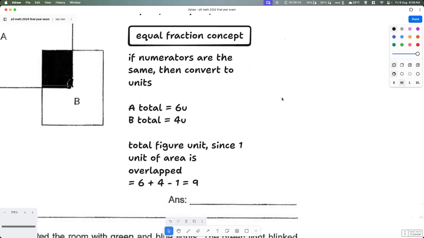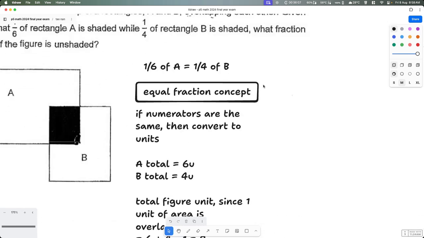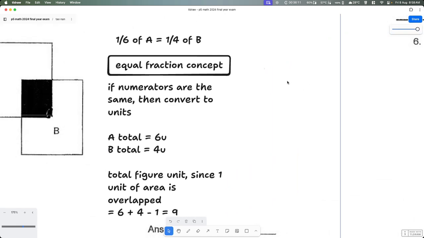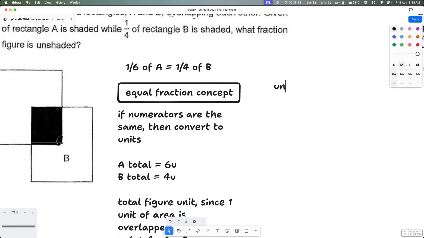So unshaded is equal to 9 minus 1 equal to 8. So the fraction of unshaded is equal to 8 out of 9.